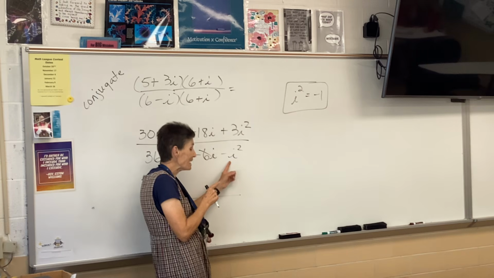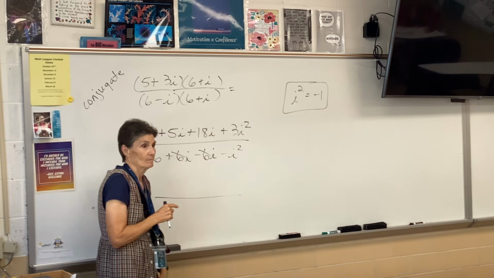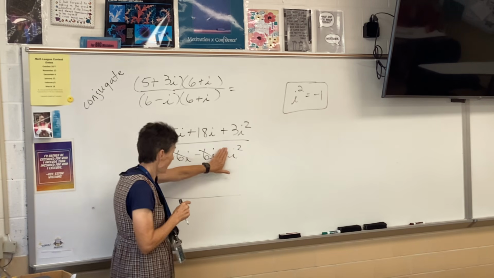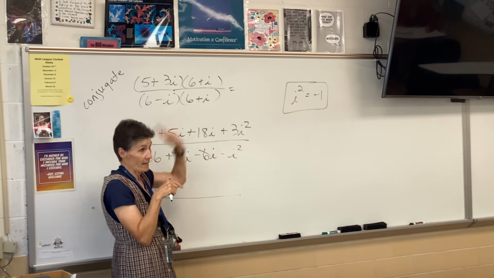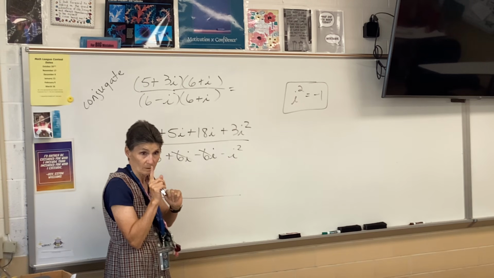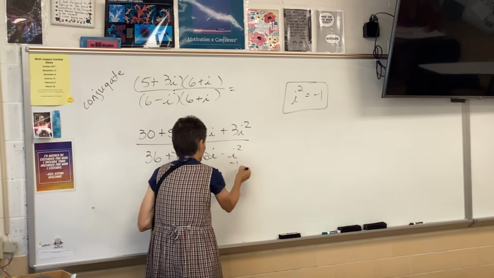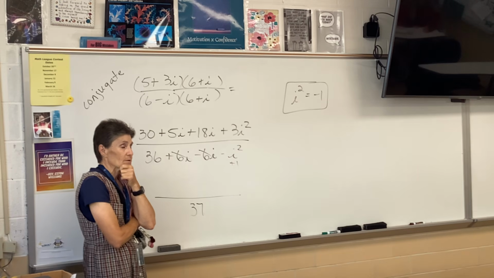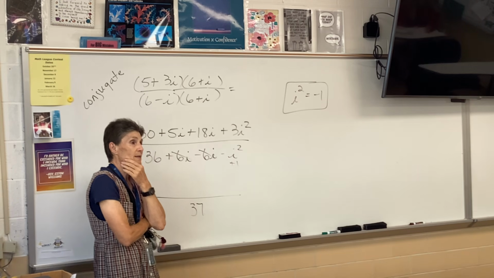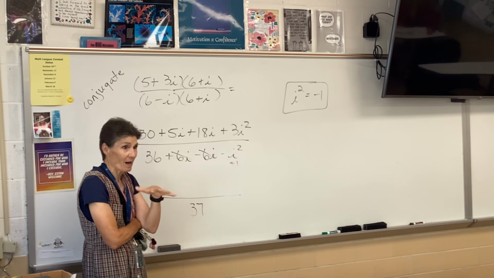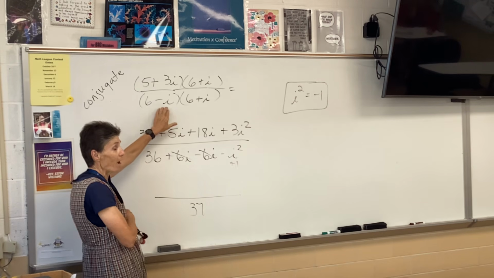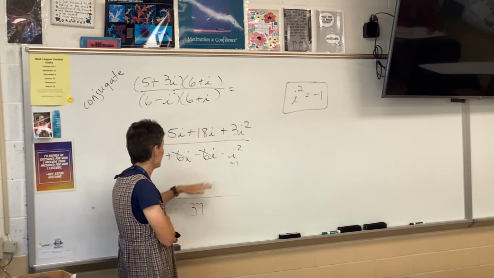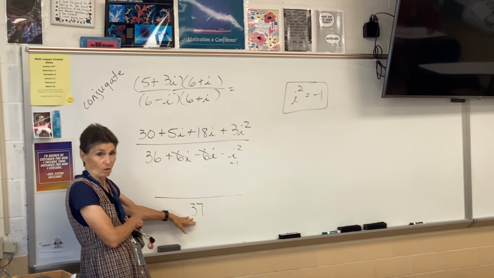And what about negative i squared? Positive 1, because i squared is negative 1, so a negative negative 1 would be 1. So isn't your denominator just 37? Yes. Okay, that's why we did it, you guys. You're not allowed to have i's in the bottom. So in the beginning, we had an i in the bottom. Can't have it. So we multiplied by the conjugate, and now the i in the bottom is gone. That will always happen.